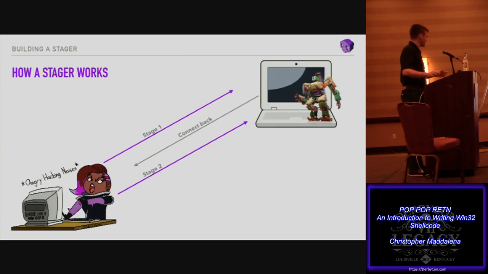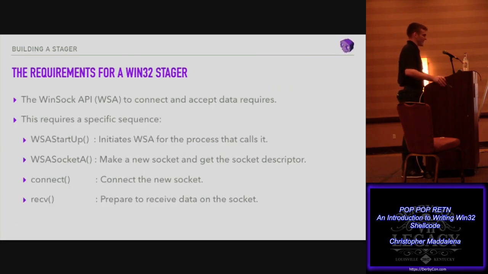So if we go over to MSDN, we figure out what we need to do to make that work with Windows. Pretty easily, we find out that we're going to have to use the Windows Socket API, because we need a socket. We need to be able to connect back. MSDN will tell us that for WinSock, we're going to need the WinSock API loaded into memory.